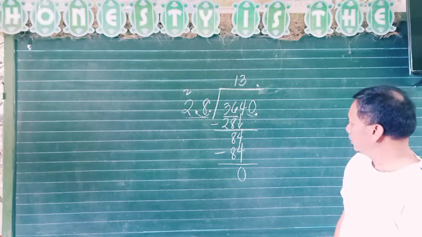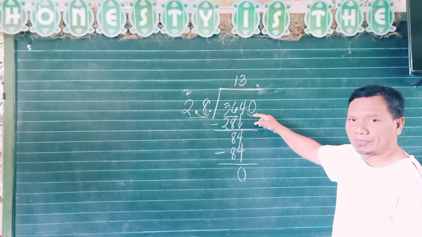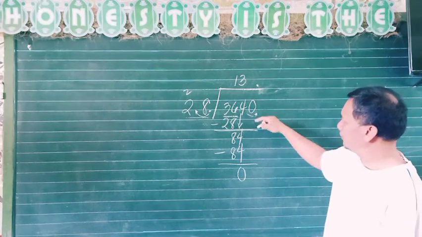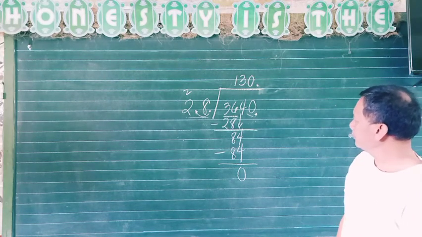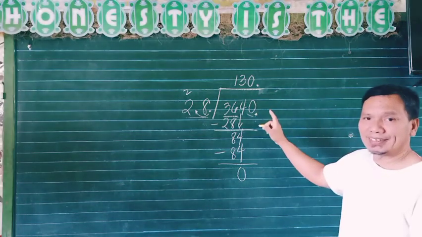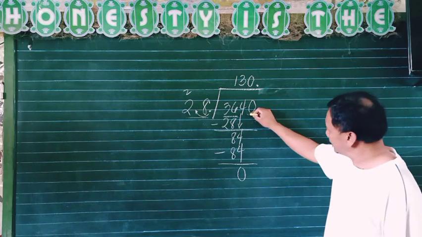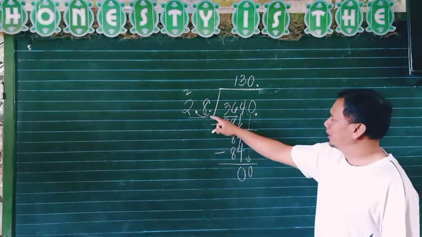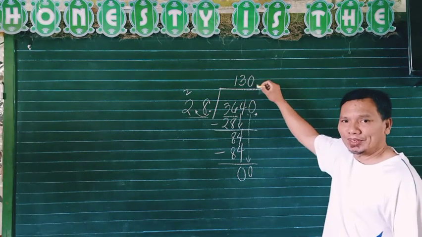Okay? Since we have other digits that we did not bring down from the dividend, automatically you include that in your quotient. So you write it there. So our quotient now is 130. Okay, if you like to continue solving, you can just bring down 0 then. And then 0 divided by 28, it cannot be, so automatically you can add 0 to your quotient.